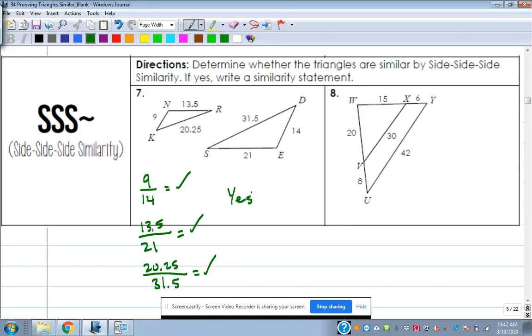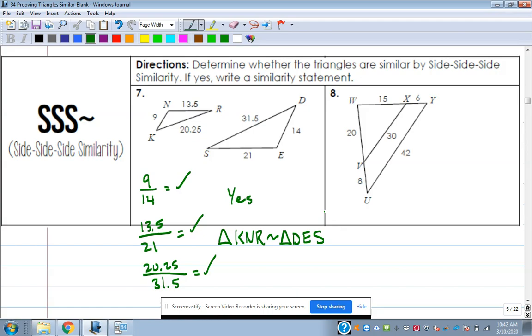And let's get a similarity statement. It doesn't matter which one you start with. Just pick your way of going about it. KNR similar to DES. KNR and then DES. Yeah, good. Works. Good job. What about number 8 there?